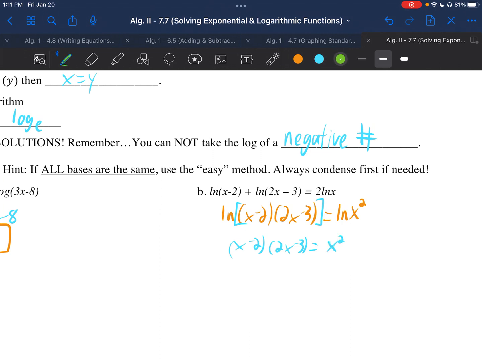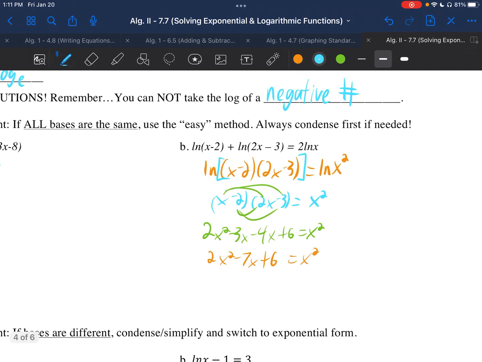Now, in order to go further, we really need to distribute or FOIL this out. So we'll get 2x squared minus 3x minus 4x plus 6 equals x squared. Combining like terms will give us 2x squared minus 7x plus 6 equals x squared. Now we're going to want to subtract x squared from each side so we get it equal to 0. That way we'll be able to factor. So we'll get x squared minus 7x plus 6 equals 0.